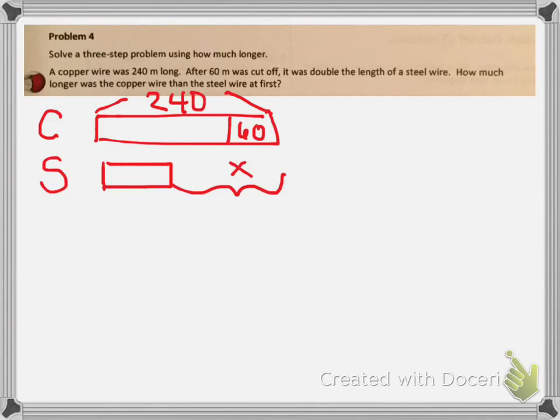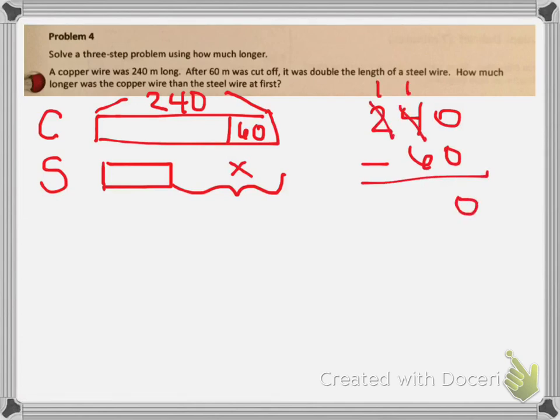Okay, our first step is to do a subtraction problem. Okay, we're going to figure out 240 minus 60. All right, we have 0. Can't do that. Regroup. 14, take away 6 is 8. So we have 80. Okay, so we know that, sorry, not 80, 180. We know that 180 is going to be this part. This is 180.